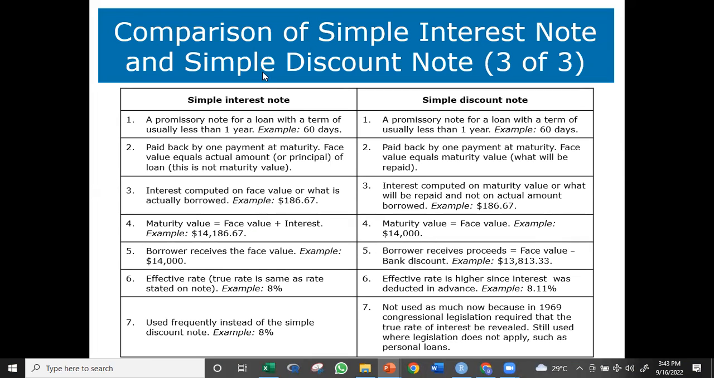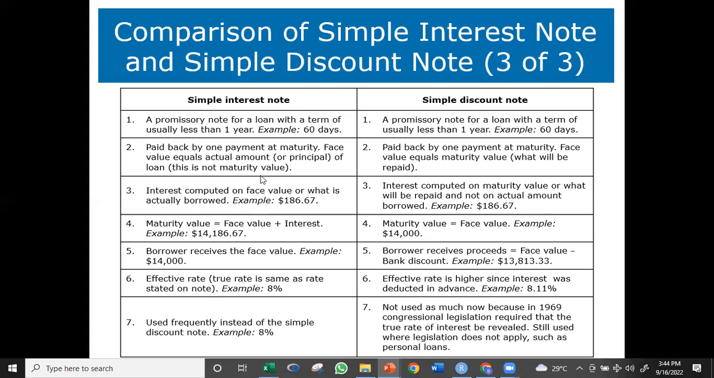Okay, so this is just to summarize what we have discussed. Summary lang to, no? So for a simple interest rate, a promissory note is actually a loan with a term of usually less than 1 year. Usually ang mga promissory notes mga less than 1 year yan. Okay, iba na kasi pag more than 1 year. Okay, there's another term for that. Ganun din dito sa simple discount. Same thing, less than 1 year. Okay, so for the simple interest, you pay it back at the date of the maturity. One payment lang din. And the maturity value will be equal to your principal plus your interest.